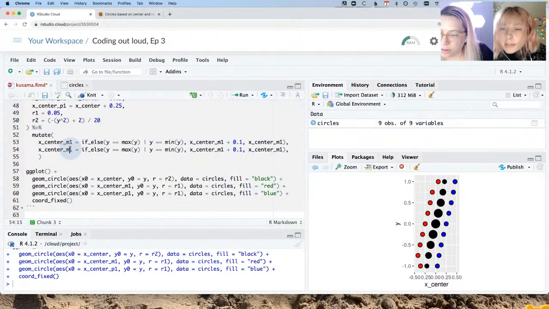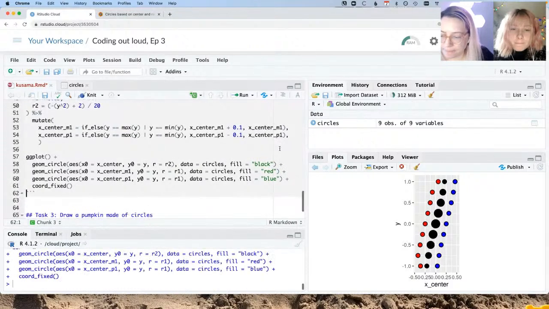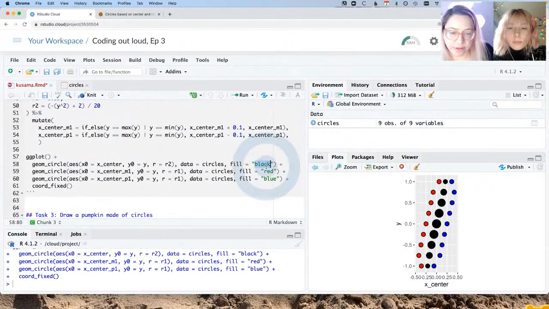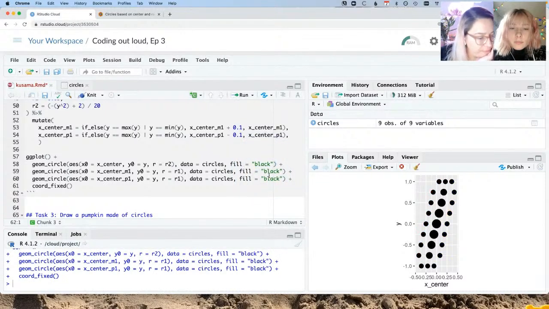Yeah, just copy paste, and then we're going to want to change it to be minus a value. Oh, right. Yep. Yeah. Okay, and now we can get rid of these ugly colors.